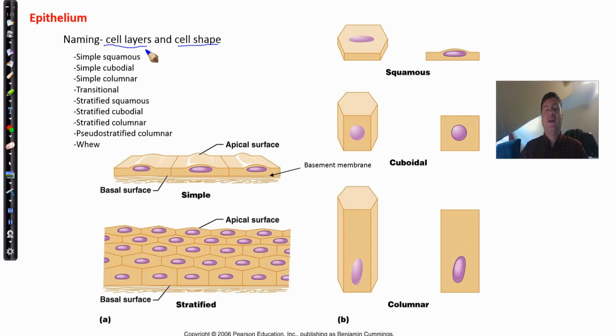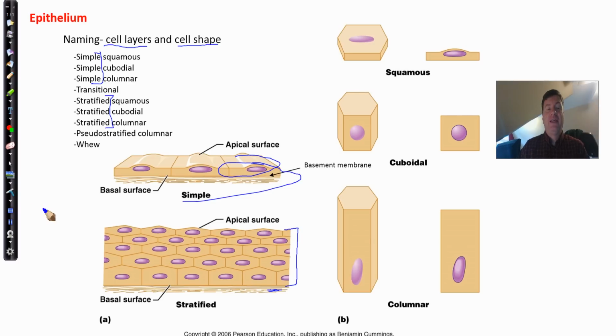For example, the number of cell layers is indicated by one of two terms. Is it simple, indicating it's just one layer thick, or is it stratified? Is it multiple layers thick? So simple epithelium is just going to be one layer thick, and here's an example of this. You see this one layer of cells on this surface versus stratified. Here's the basement membrane, and here there appear to be multiple layers of cells. So this is stratified. So one convention is how many layers are there.